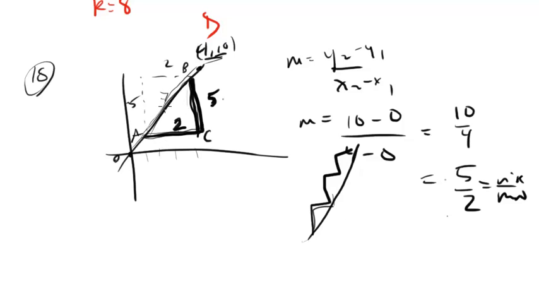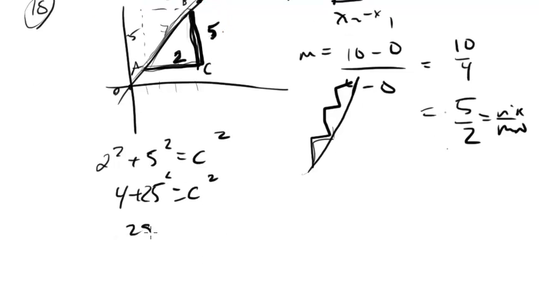That's too easy. Let's do the Pythagorean theorem to figure out what this third side is going to be. So it'll be 2 squared plus 5 squared equals c squared. 4 plus 25 equals c squared. So this is going to be 29 equals c squared. c equals root 29. And what do you know?